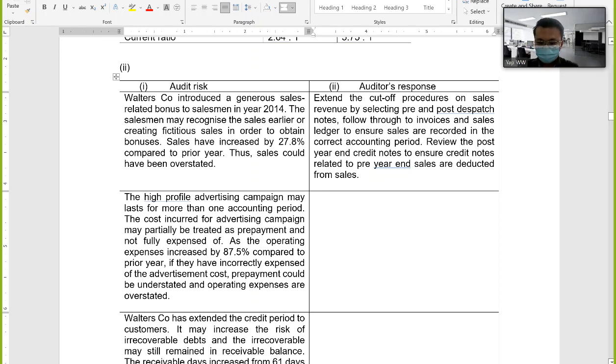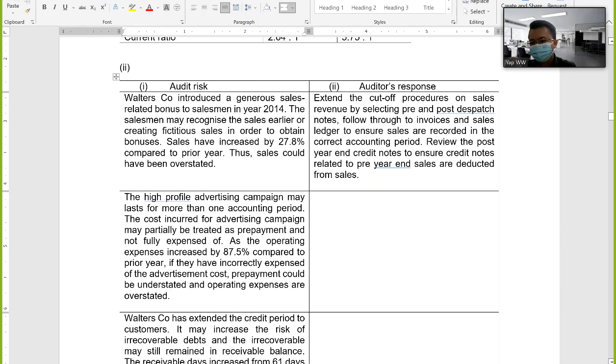Second one, a high-profile advertising campaign may last for more than one accounting period. The cost incurred for advertising campaign may partially be treated as prepayment and not fully expensed off. The operating expenses increased by 87.5% compared to last year. This is an indication that they charge all the expenses in 1 year. Maybe the campaign lasts for more than 1 year. So a prepayment could have been understated.